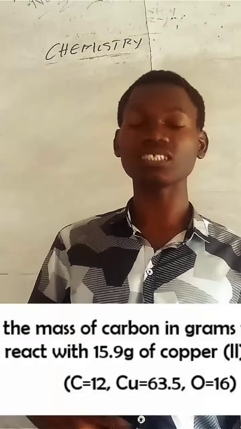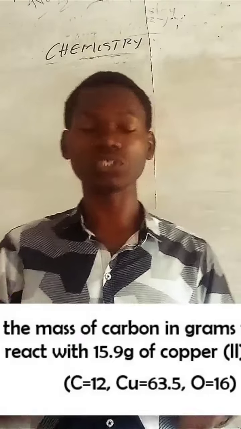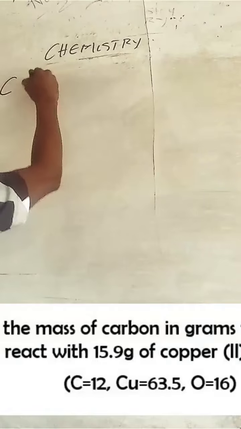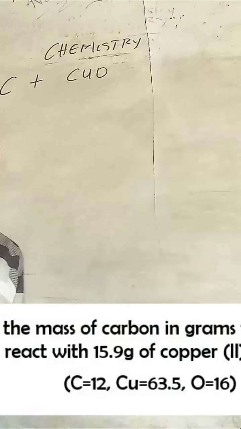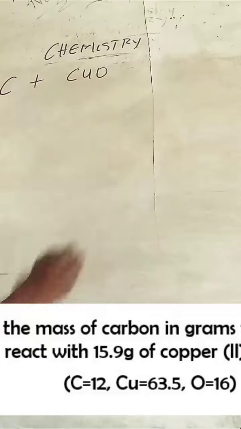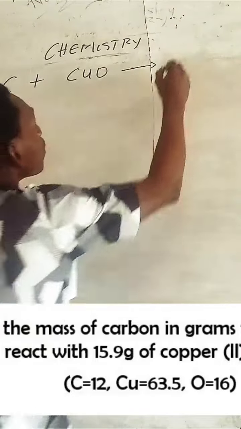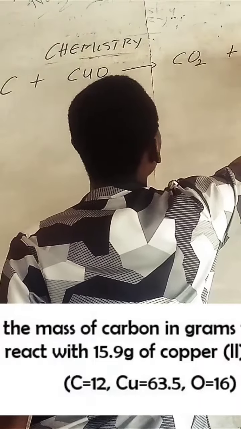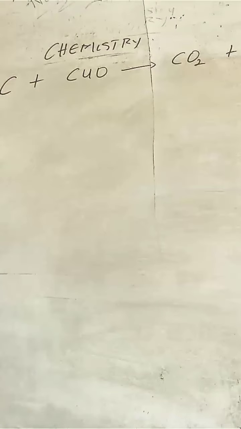Now let's quickly write the equation down for us to explain the question better. So the question says that carbon is reacting with copper 2 oxide. And we know that when carbon reacts with copper 2 oxide, the products are carbon 4 oxide and copper. Right? Carbon 4 oxide and copper.